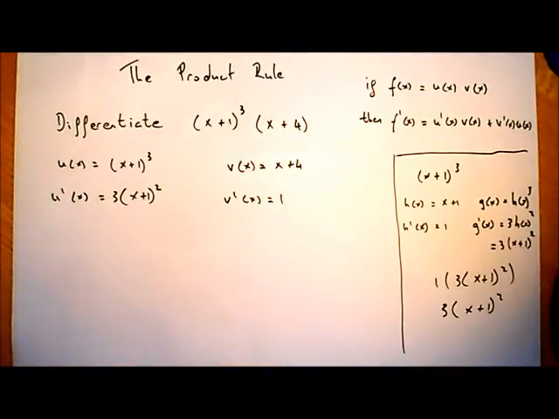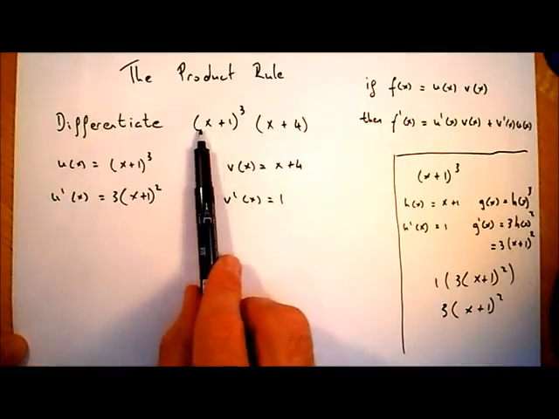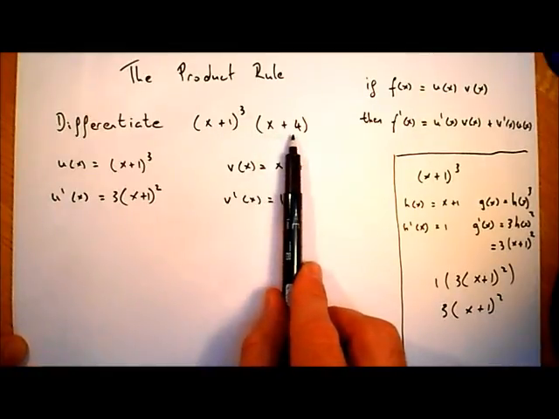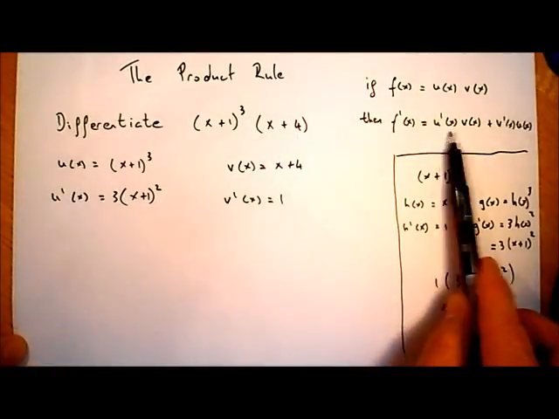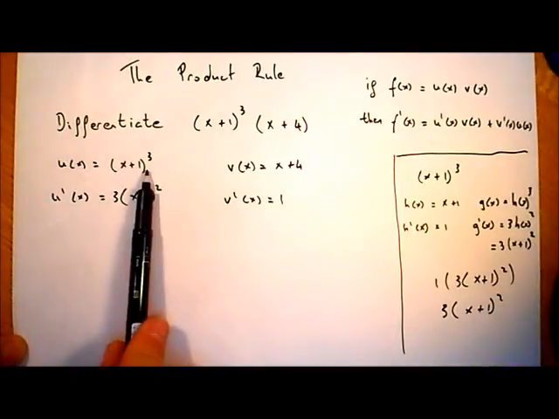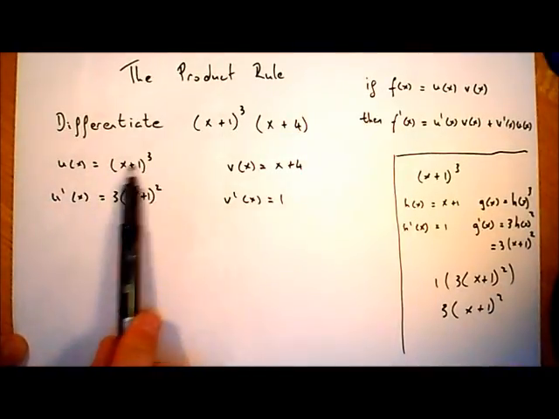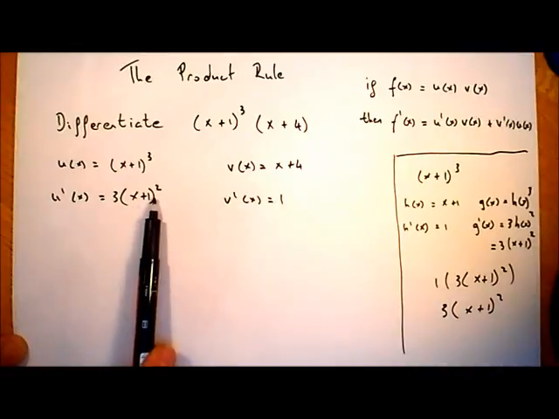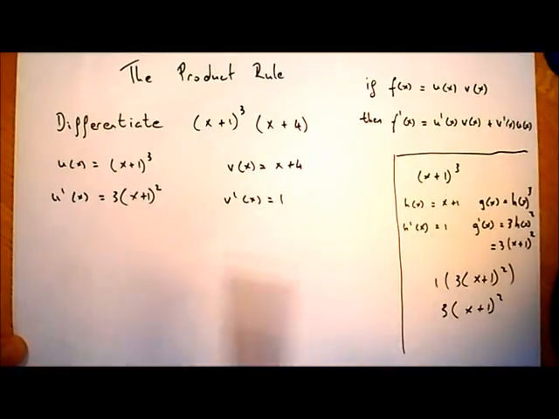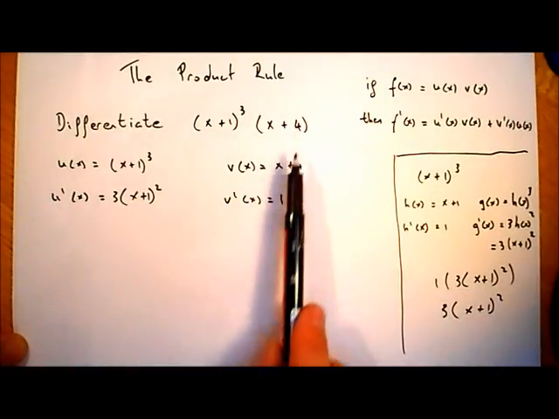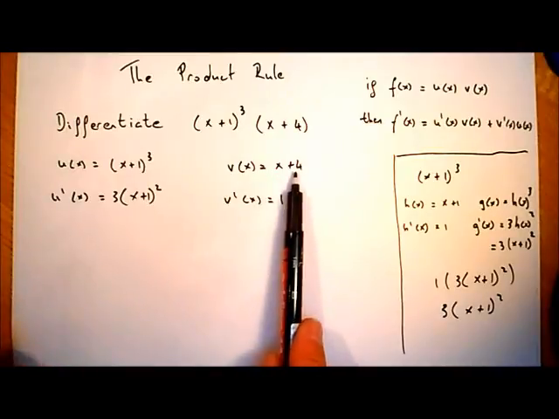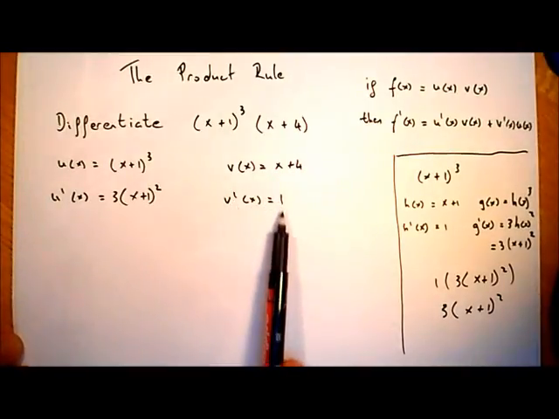Okay, so let's go back to the start. We have a product: (x+1)^3 times (x+4). So we're going to use the product rule, which is here. u(x) is the first part, (x+1)^3, and when I differentiate that, I get 3(x+1)^2. We did that using the chain rule. v(x) is the second part of the product, which is x+4, and when I differentiate that, I get v'(x) equals 1.